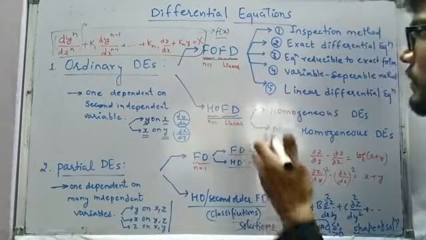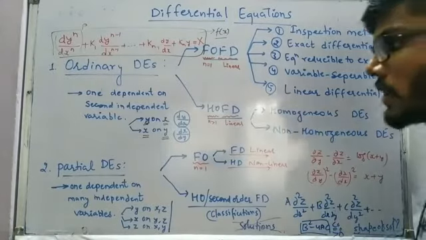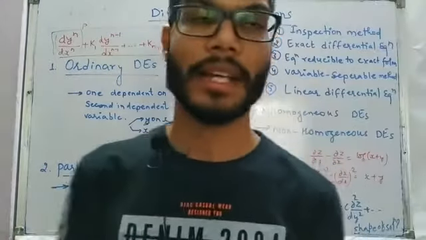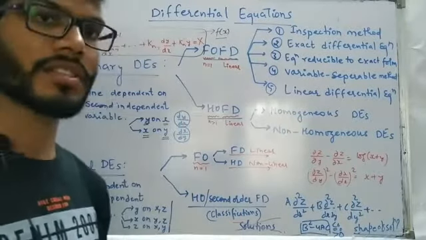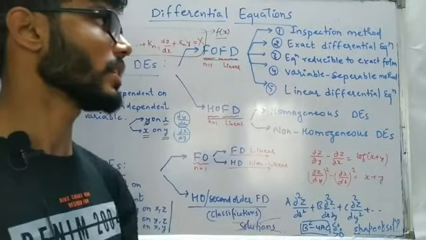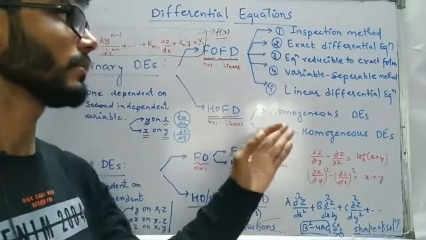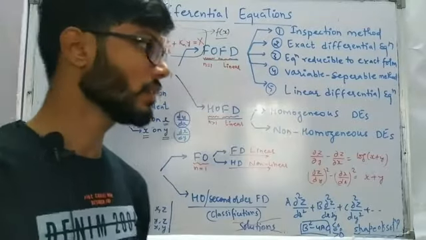In the first order linear differential equation we have 5 types. We are going to study the inspection method, and then we will have the look of exact differential equation, and if the differential equation is not in the exact form, we can reduce it to the exact reducible form also, and then we'll have the look of variable separable method and linear differential equation.